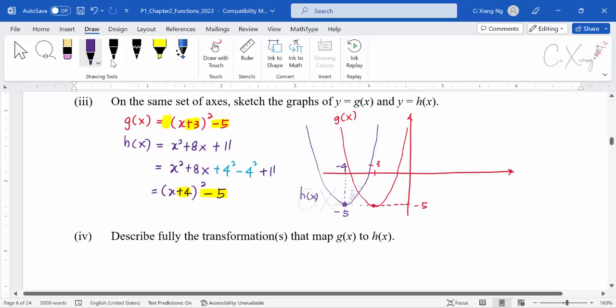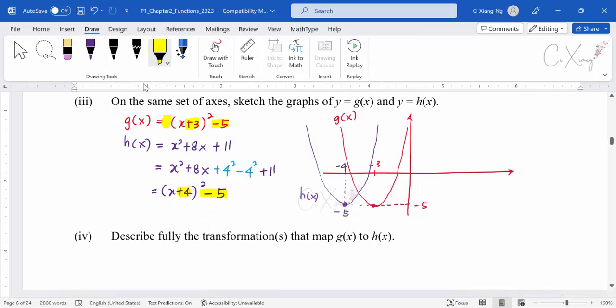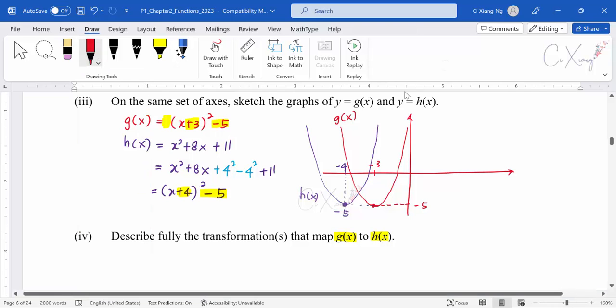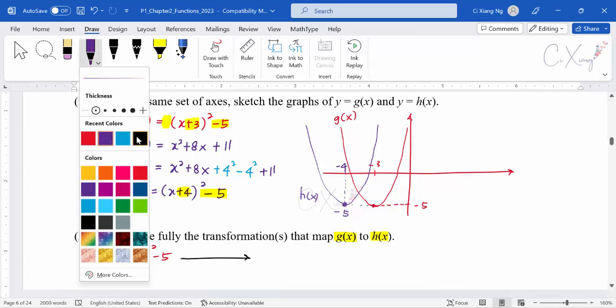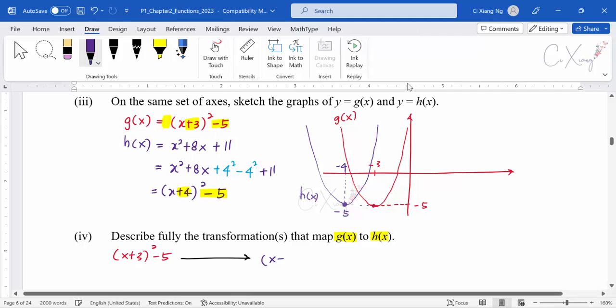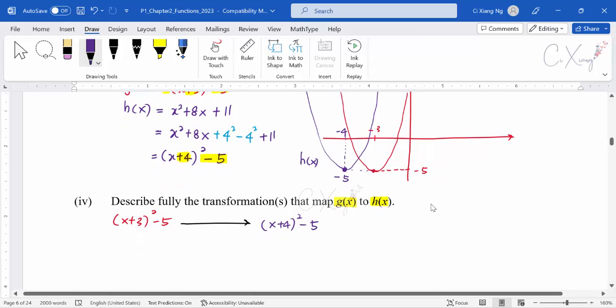Then how about the last part here, part number 4? They want us to describe fully the transformation that maps G to H. So again, what is my G? G is the red color one, (x+3) squared minus 5. And then we are going to map it to H. So the H function is (x+4) squared minus 5. If you have a look at the diagram that we sketched just now, I think it's quite clear. From the red color to the purple color, that means we are moving it 1 unit to the left.